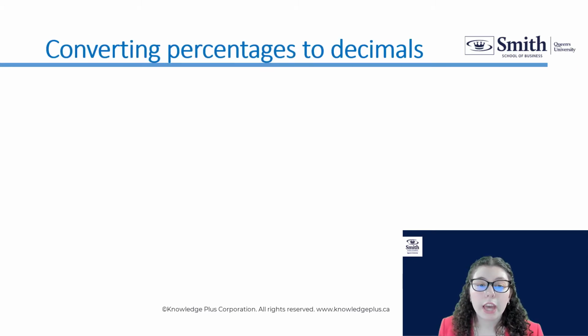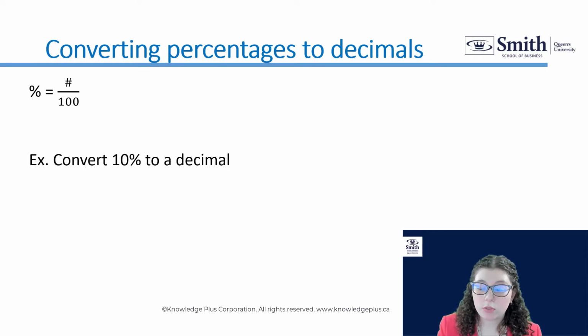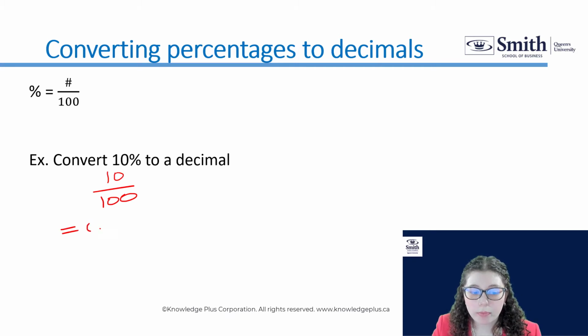The first thing we're going to look at is converting percentages to decimals. A percentage is a number divided by 100. So to convert it to a decimal, we want to divide it by 100. Let's look at converting 10% to a decimal. To convert 10%, we do 10 divided by 100, which gives us 0.1.